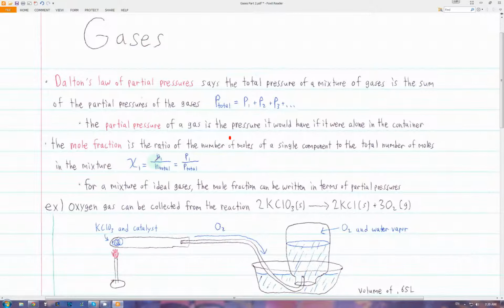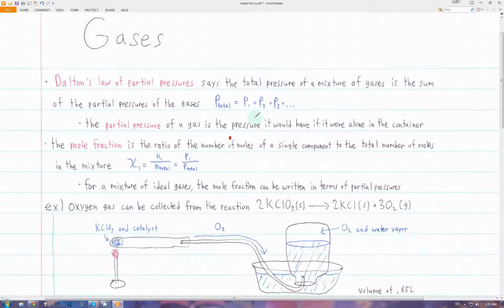So if we have a mixture of gases in a container, then the partial pressure of a single gas is defined as the pressure that that gas would have if it was alone in the container. And so Dalton's law of partial pressures says that for a mixture of gases, the total pressure of all of them is just the sum of the partial pressures of each individual gas.